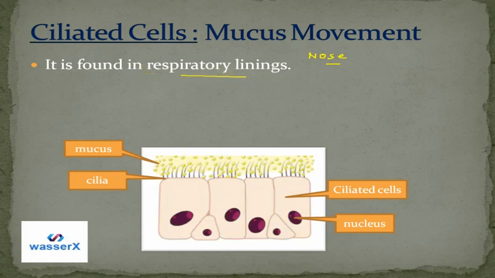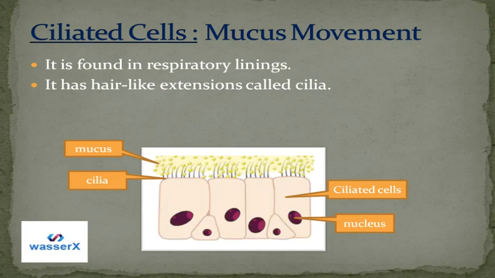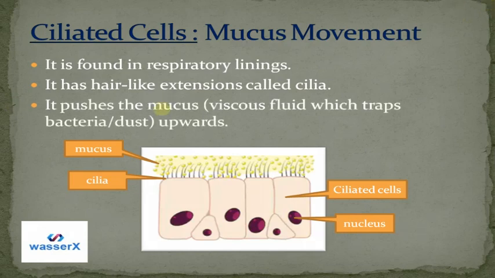So they are found in the respiratory linings. They have hair-like extensions called cilia, right? These are the hair-like structures. So the hair that we have in our nose is called cilia. And what does it do? It pushes the mucus, or viscous fluid, which traps bacteria or dust, upwards. That means if there is some bacteria or virus in our nose, the cilia and the mucus will push these things in the upward direction. So this is how they are responsible for mucus movement. So these are the ciliated cells.